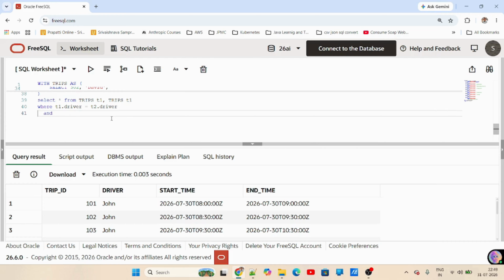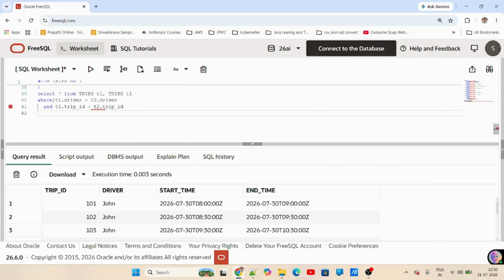Now, the next part is the differentiator. Trip ID is actually differentiating between these two transactions. So T1.trip_id is less than T2.trip_id. Now the differentiator is also done.